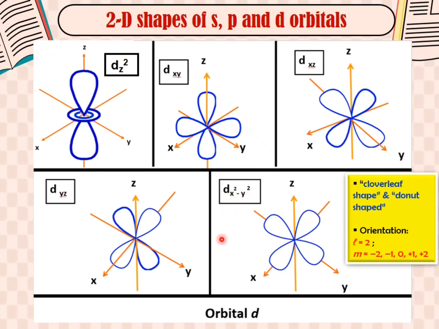Normally sangat sukar untuk draw the dxy, dxz, and dyz. But for the dx squared minus y squared, it's very simple because all the loops lie on the x and y axis. Nampak? So keempat-empat kelopak berada di atas paksi x dan y sahaja. Saya ulang, 4 kelopak ni berada di atas paksi x dan y, bukan pada paksi z. So for dxy, dxz, and dyz, I will teach you after this.